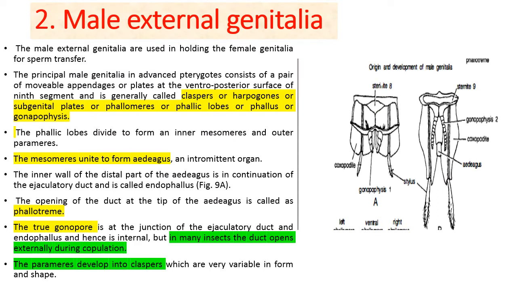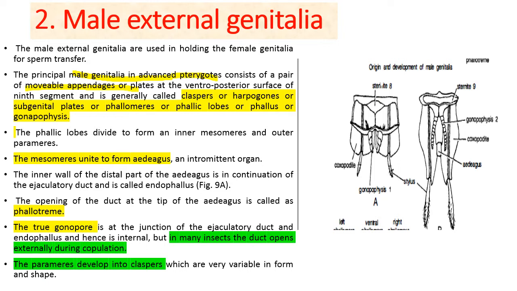The male external genitalia, the purpose is to hold the female genitalia for insemination, for sperm transfer. So the main organs of male genitalia in case of advanced pterygotes, as we can see Hymenoptera, Lepidoptera, Coleoptera, what are they composed of? They are composed of the movable appendages because they have to inseminate the female. Movable appendages, or they are known as plates, and they are present at the ninth.